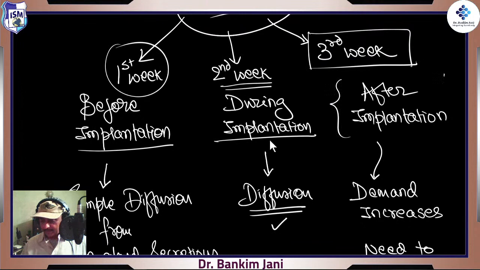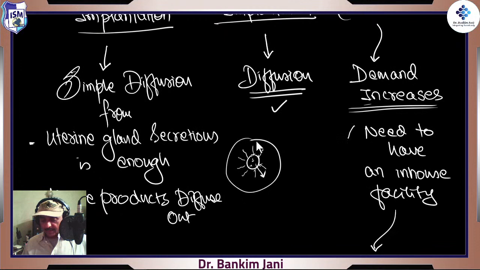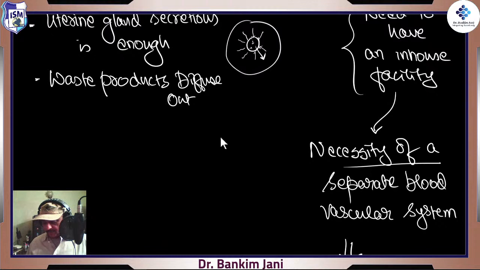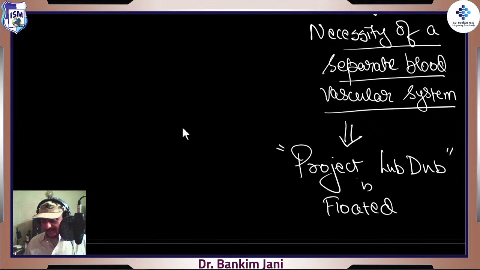Now in this third week, after implantation, demand increases. Now this much nutrition is not sufficient. So there is a need to have an in-house facility, that is, a separate system which should circulate the blood. So there is a necessity of a separate blood vascular system in the third week. Whenever something is needed, nature responds, and it starts the project Lubbed Up, right? So we'll name this project Lubbed Up, that is floated in the third week.